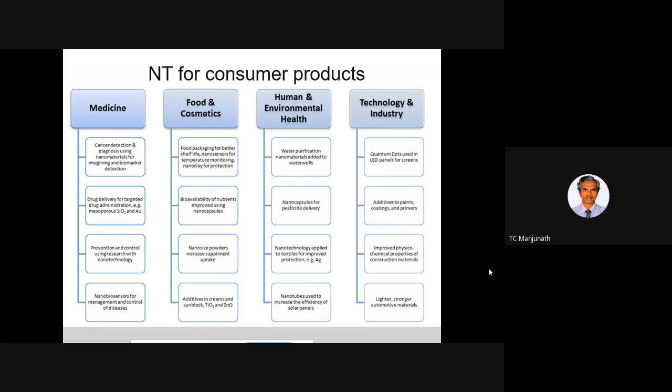Then from the technological and industrial point of view, a new type of computing is coming into the picture after cloud computing, called quantum dots computing, or quantum computing. Quantum dots are used in LED panels for screens, and can be added to paints to increase their efficiency and life. Then there are improved chemical properties of construction materials to make them stronger, and automotive materials.